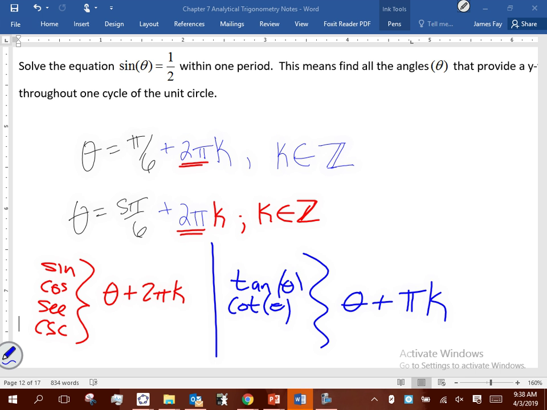So those things need to be embedded in your mind when you're doing these. What is problematic, what happens all the time, and I'll even make this mistake, is that there's 4 of the ones that have 2 pi k, and there's only 2 that have pi k. You can see that the red ones, we would deal with more of those just because of the nature of having more of them, right? So you're going to have more equations that deal with sine, cosine, secant, and cosecant.